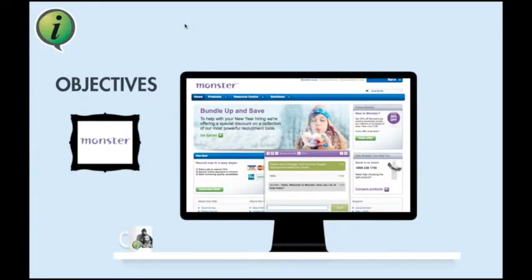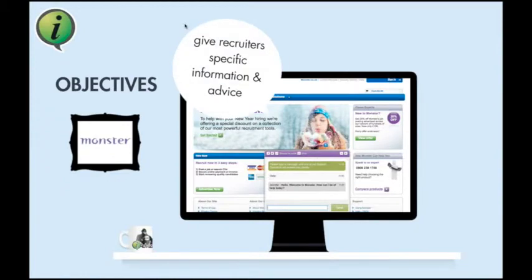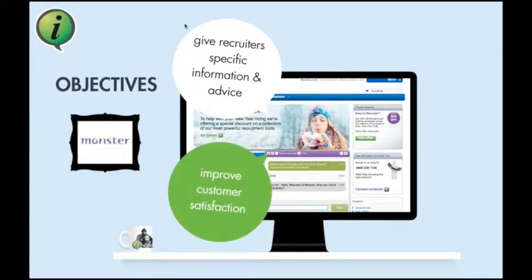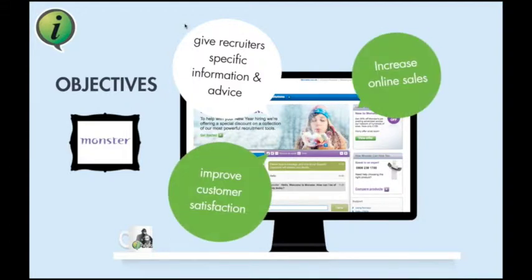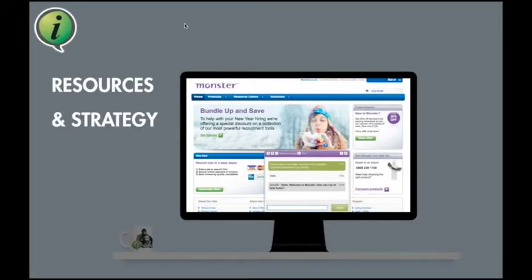Now I wanted to mention a B2B example. We work with Monster Worldwide. So they're a global leader in successfully connecting people with job opportunities. And they do that also via their online website, so that's monster.com. And their objectives were to provide recruiters with specific information advice, but also to improve customer satisfaction and increase online sales.